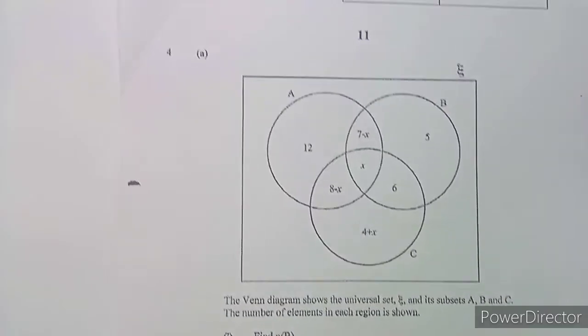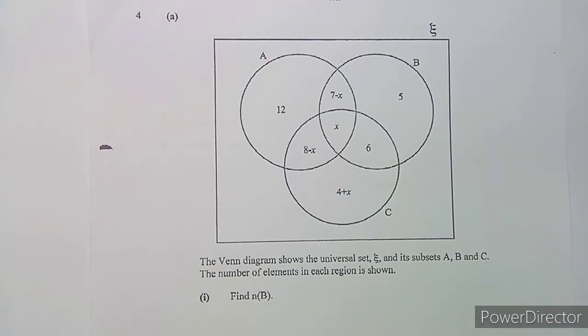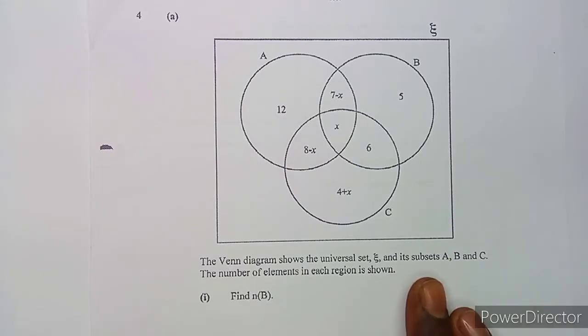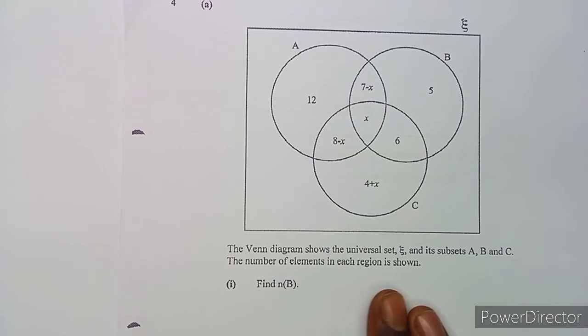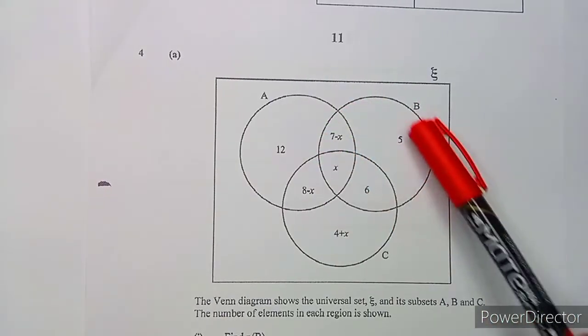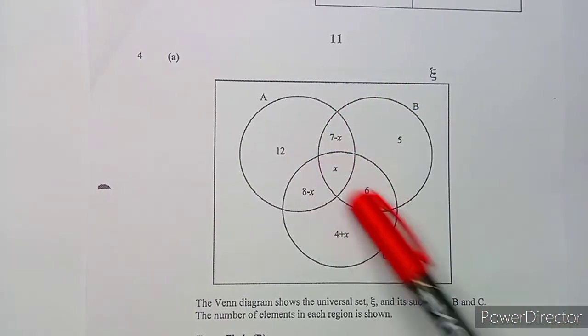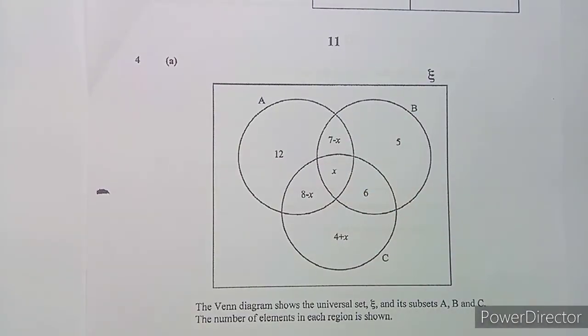We move on to number 4, which is on sets. There we are given the Venn diagram that shows the universal set and its subsets A, B, C. The number of elements in each region is shown. Find the number of elements in B. Okay, so this is your set B, this one. So for the number of elements, you simply have to add everything in this set B, combine everything together.